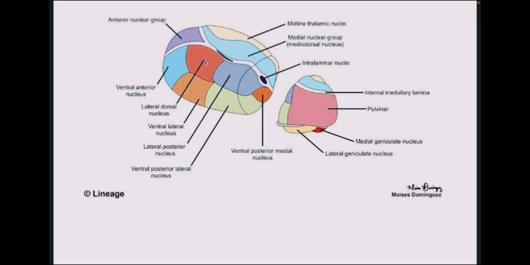The lateral group is divided into two levels. The upper level is known as the dorsal group, and the lower level is known as the ventral group. The upper level or the dorsal group contains three nucleus. We have the lateral dorsal nucleus, the lateral posterior nucleus, and the pulvinar. The lower group or the ventral group contains three nucleus, that is the ventral anterior nucleus, the ventral lateral nucleus, and the ventral posterior nucleus. The ventral posterior is again divided into two. The nucleus that lies medial is known as the ventral posteromedial nucleus, and the nucleus that lies lateral is known as the ventral posterior lateral nucleus.